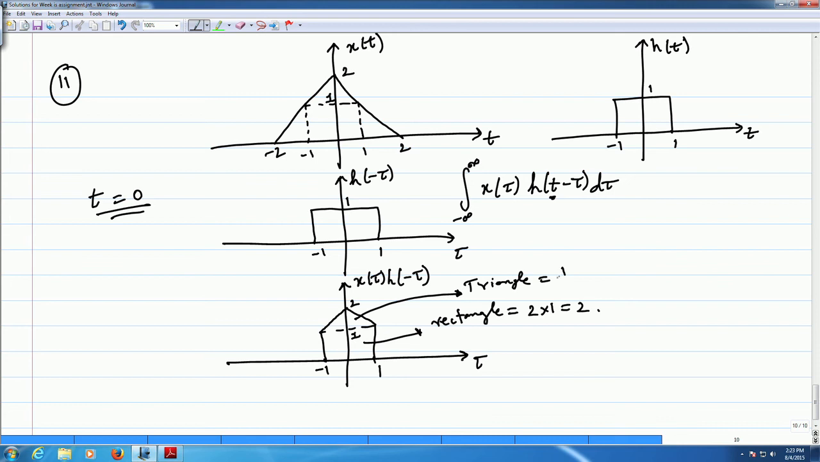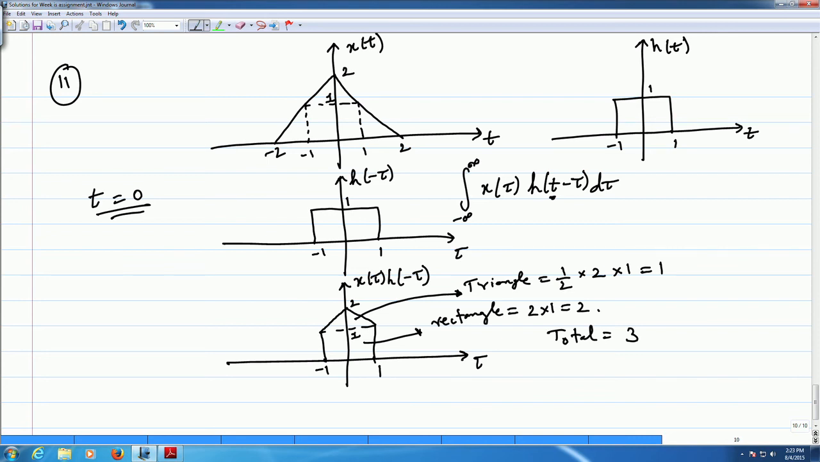Triangle area is half into base into height. Half into base is actually 2, and then height is actually 1. So, the base is 2 and the height is 1. So, you simply multiply these two guys, you get 1, and the total area equals 3. Okay. So, for t equal to 0, you have to get the answer as 3.